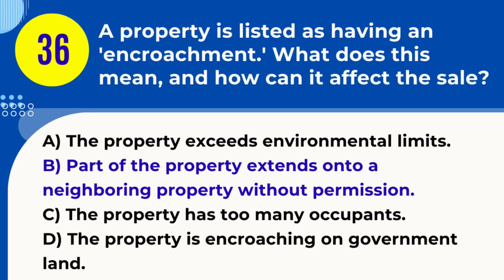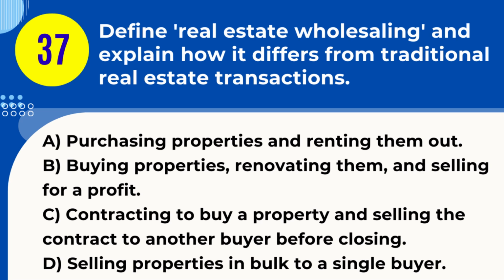Answer: B. Part of the property extends onto a neighboring property without permission. Explanation: encroachment means that a portion of the property, like a structure, illegally extends onto neighboring land, which can complicate the sale process. Question 37.